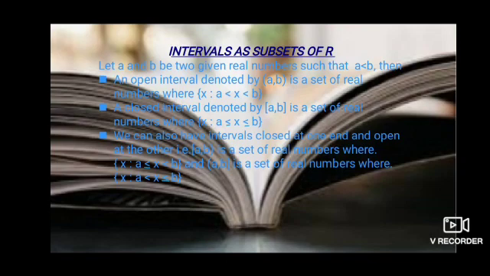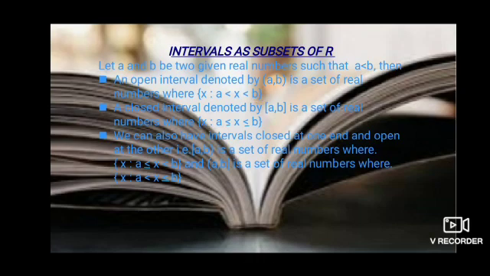Intervals as subsets of R. Here R represents real numbers. Let a and b be two given real numbers such that a is less than b. Then an open interval is denoted by (a, b), surrounded by round brackets. These real numbers are represented as a < x < b.